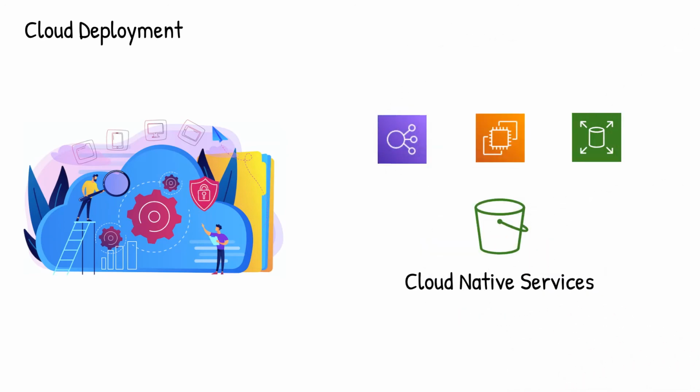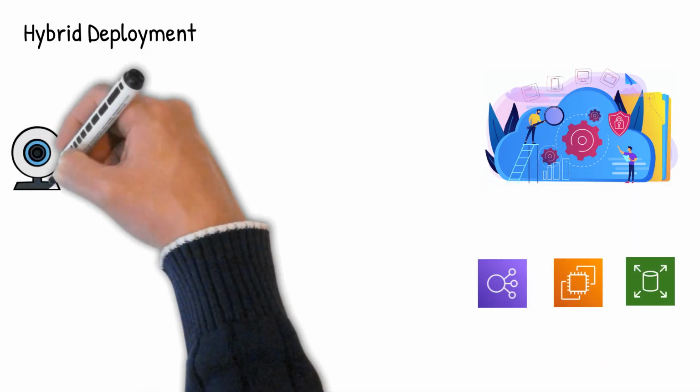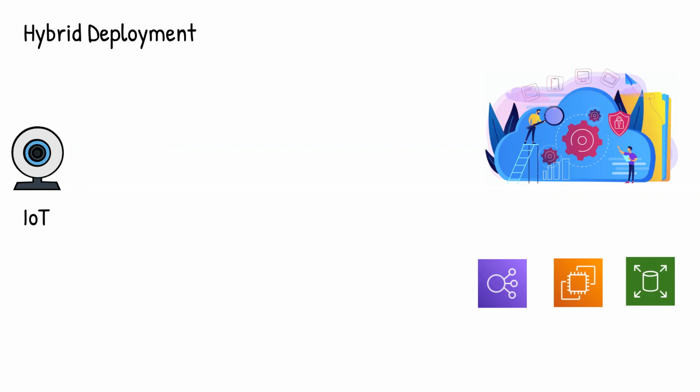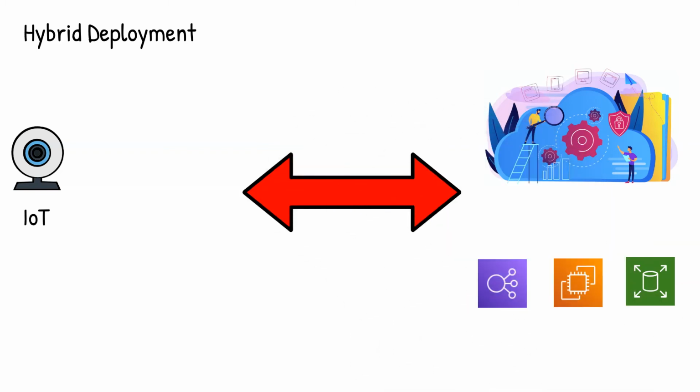And the last one is hybrid deployment model. For some applications, the cloud does not fulfill specific requirements, such as low latency for IoT devices. A hybrid deployment is a way to connect infrastructure and applications between cloud-based resources and existing resources that are not located in the cloud.